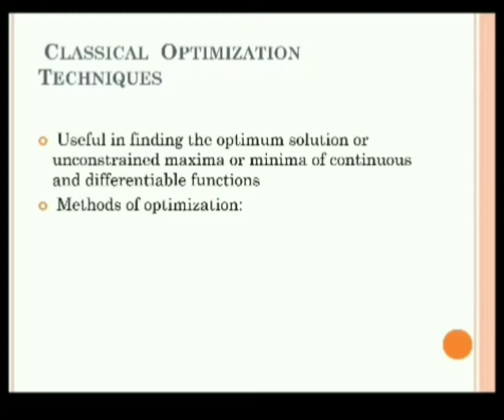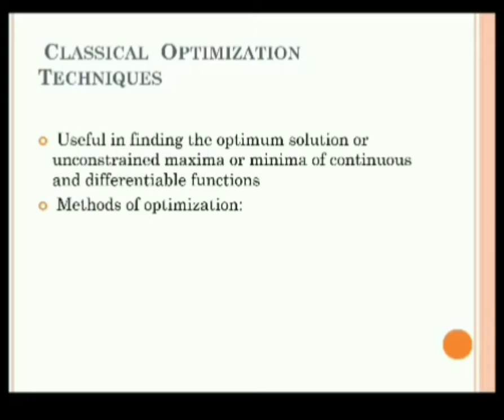These methods assume that the function is differentiable twice with respect to the design variables and that the derivatives are continuous. So three main problems can be handled by the classical optimization technique. First one is single variable functions, then multivariable functions with no constraints, and multivariable functions with both equality and inequality constraints.